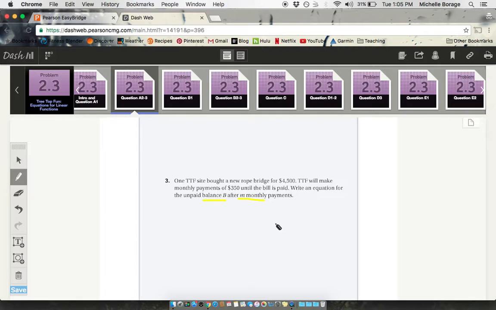Okay, so in this one, you can kind of forget about the $25 per customer and the $500 a day. We just want to show, they have to make these payments to a bank or something for this rope bridge. I want you to think about how much is their balance in the beginning, and then how does that balance change every month. So go ahead and pause the video and try to write an equation there for me.